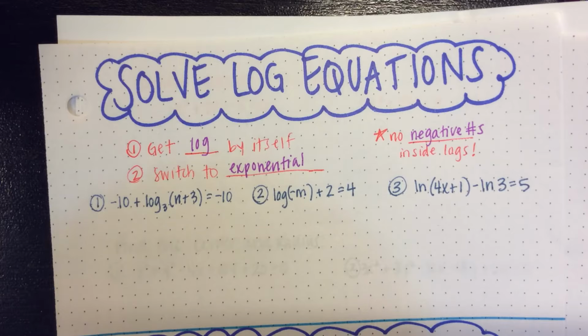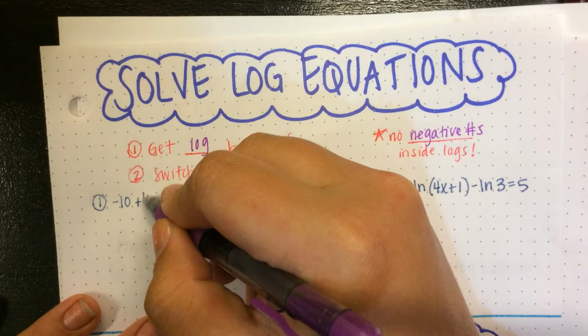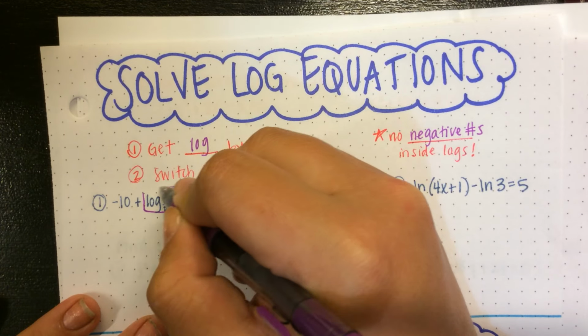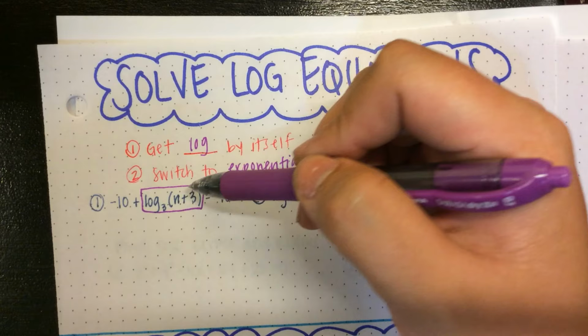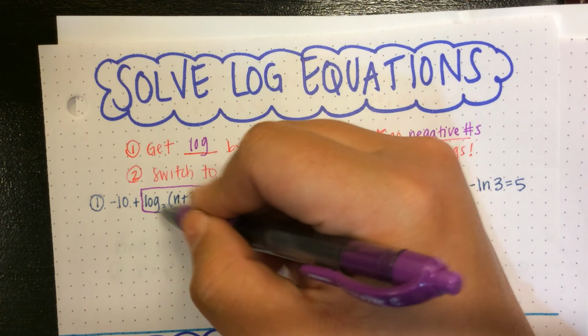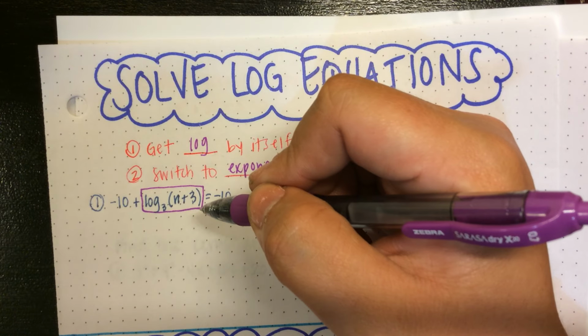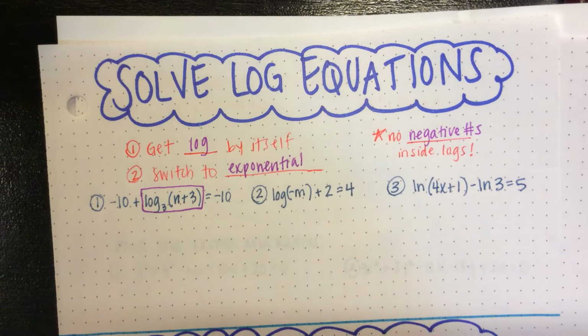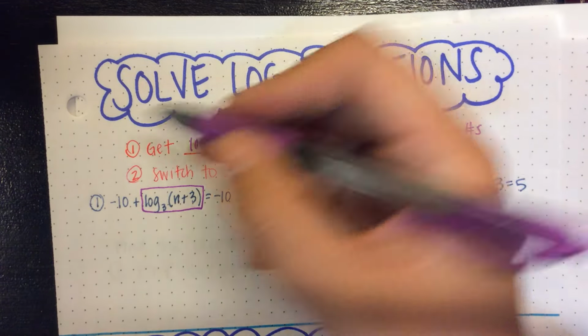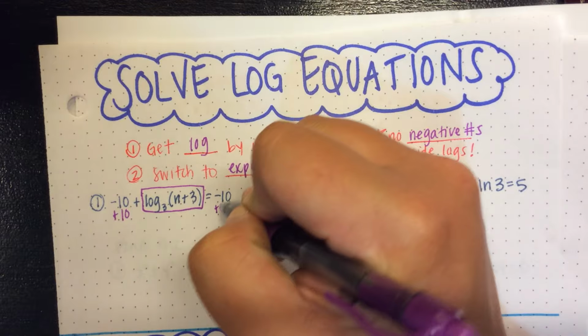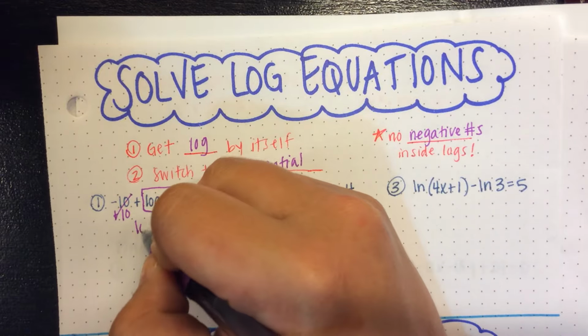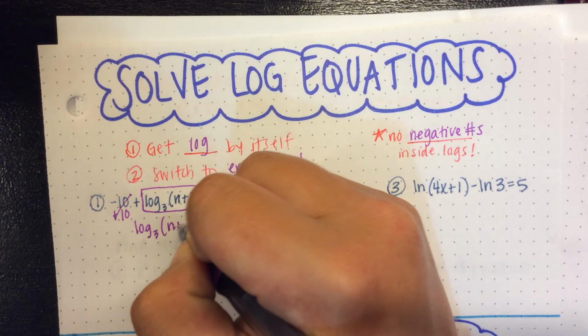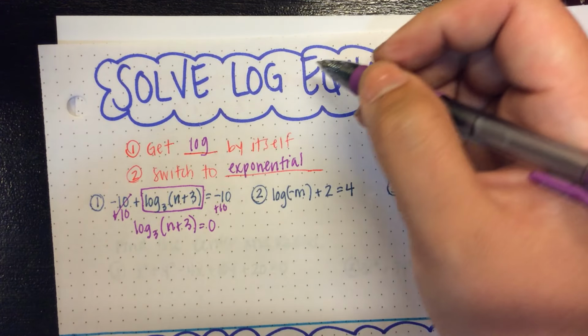All right, so for the first one, we got negative 10 plus log base 3 of n plus 3 equals negative 10. So the first thing I'm going to do is get rid of this plus 10 because my job is to get this logarithm by itself. Now, this is log of n plus 3. I can't separate that. The only way to separate these is switch to exponential, which we'll do later. But this is a value that I cannot break up, right? But I want to get it by itself, so I'm going to add 10 to both sides. So I get log base 3 of n plus 3 equals 0.